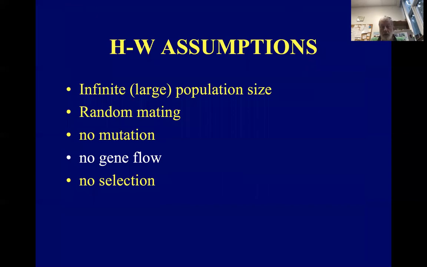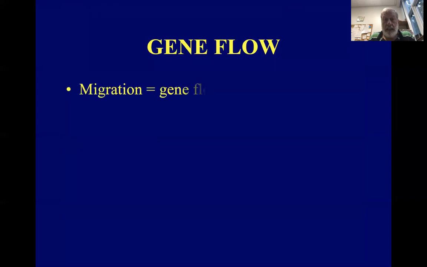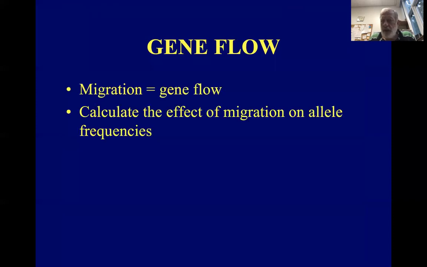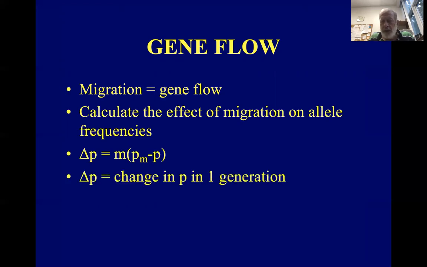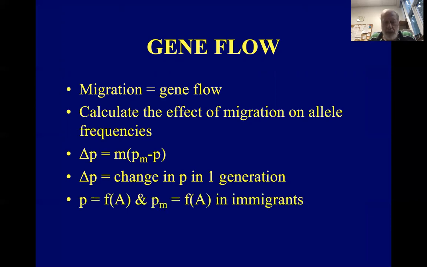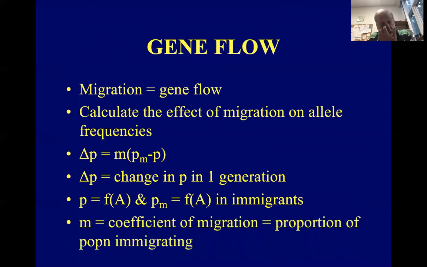So now let's look at gene flow, how that can change populations. So remember, gene flow is migration, and we can calculate the effect of this using this cool little formula where delta P is the change in the allele frequency of P in one generation, and P sub M is the frequency of the dominant allele in the immigrants, and M is the coefficient of migration. That's just the proportion of individuals migrating into the population, like 0.1 for 10%, 0.5 for 50%, something like that.